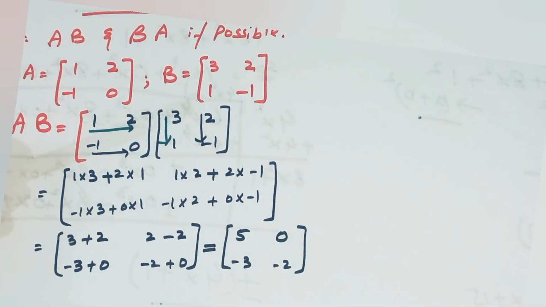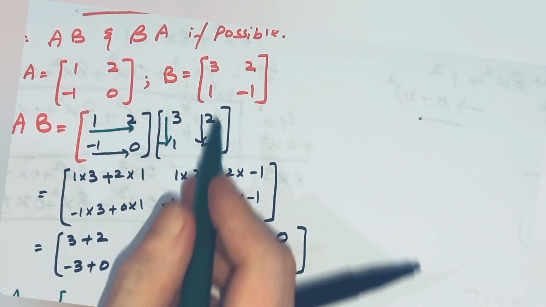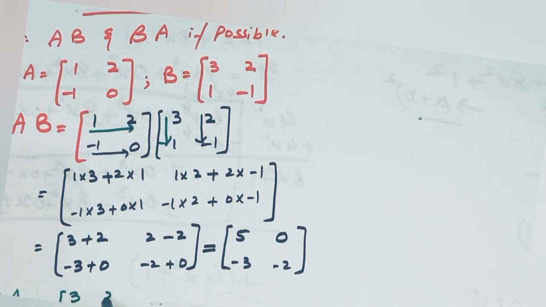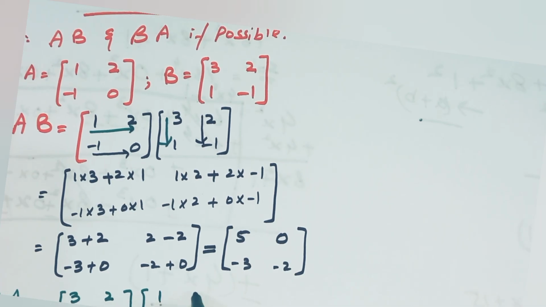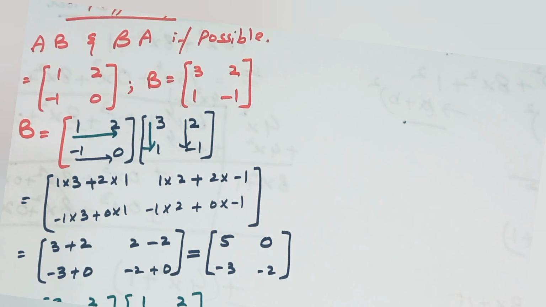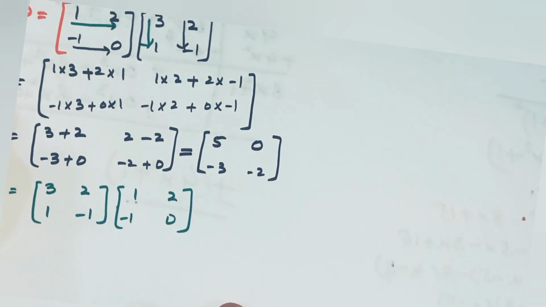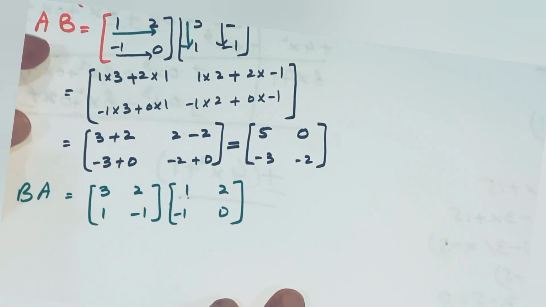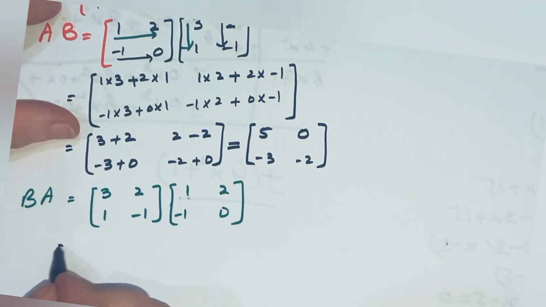Now we multiply BA if possible. They also write it if possible. So first we write the matrix B, 3, 2, 1, -1, then 1, 2, -1 and 0. So the multiplication is possible. BA is possible because there are 2 rows and 2 columns, and 2 rows 2 columns are also given in the second matrix. Okay, now we multiply here.